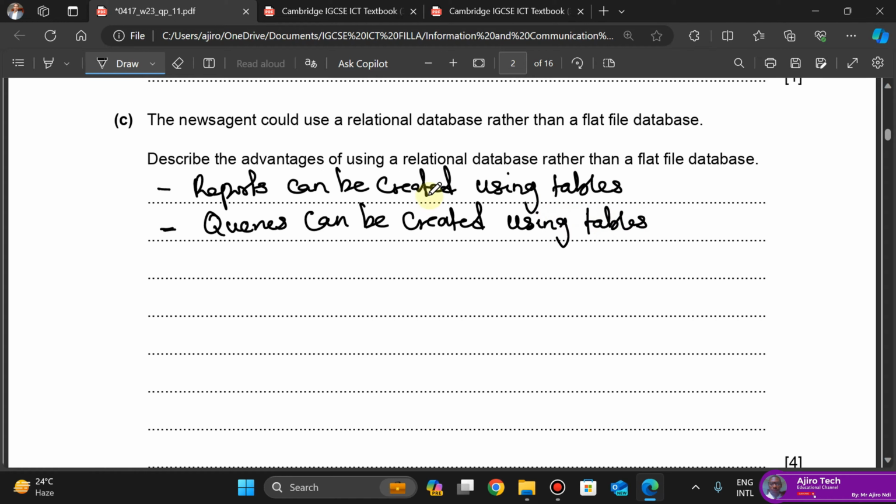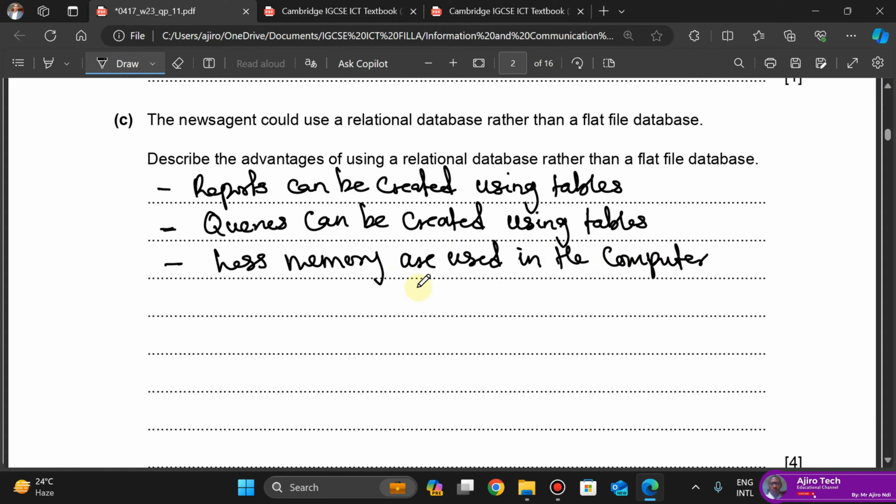Now another one is less memory is used in a computer. Unlike a flat file, where you have to leave a lot of redundancies, you create one, create one, create one. With a relational database, since they are linked together, it makes it use less memory. So here you see that less memory is used in the computer.